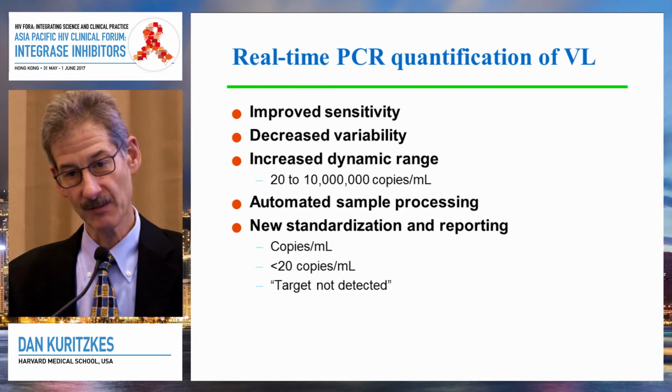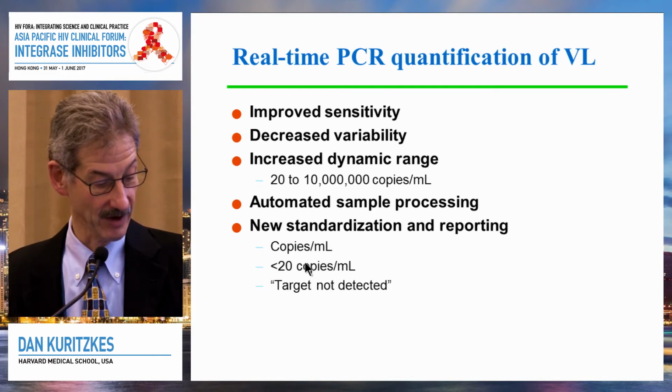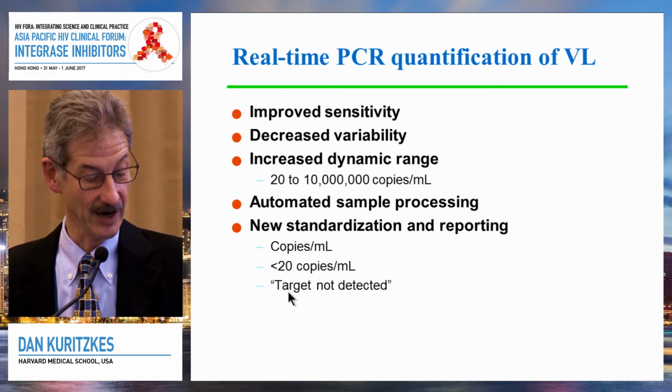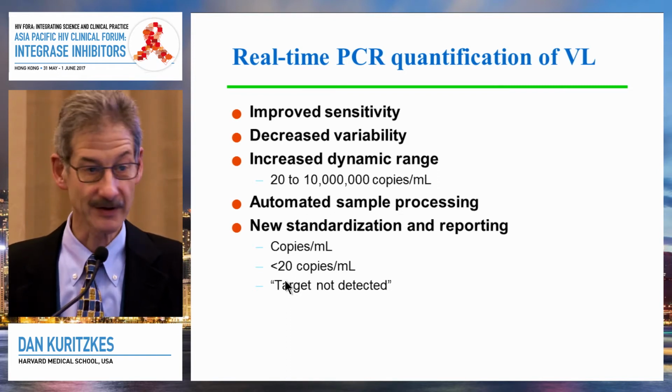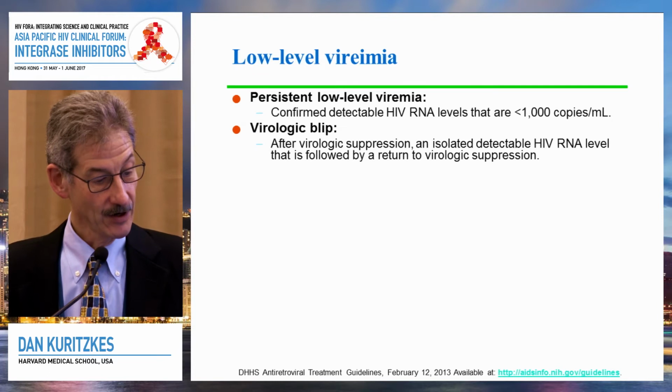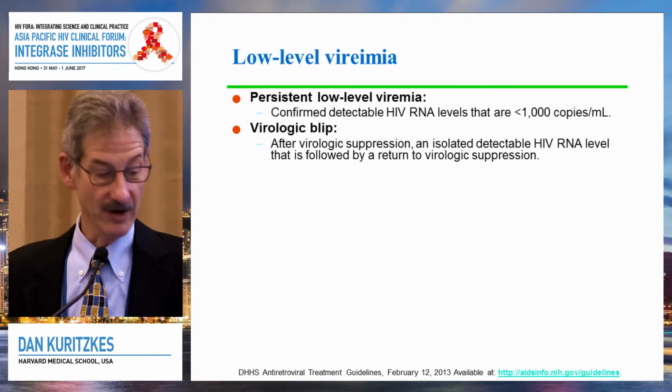And when this first came into use, it caused a lot of confusion about what is the difference between being less than 20 copies and target not detected. But clinically, these are really the same thing. So what about low-level viremia?